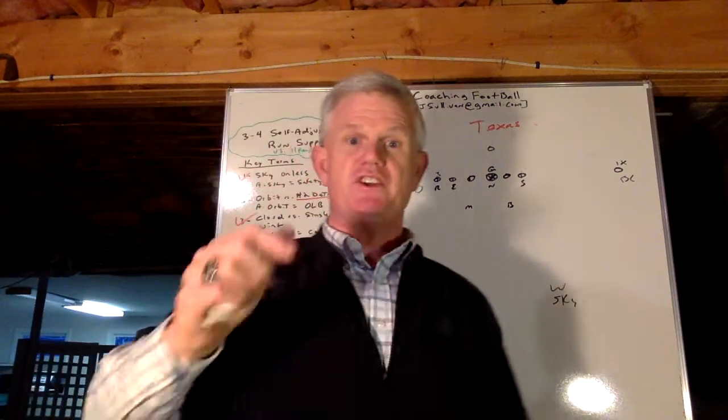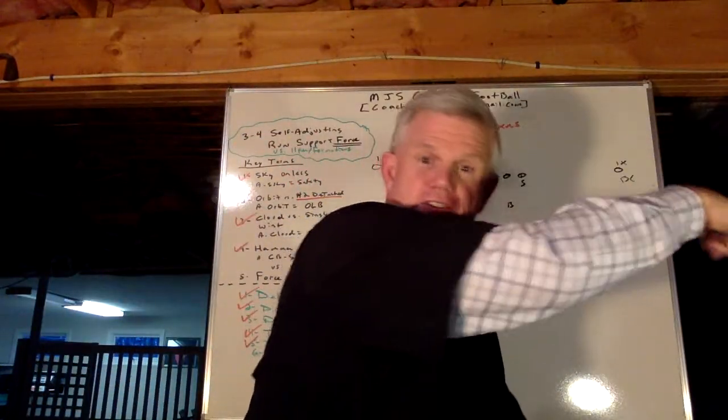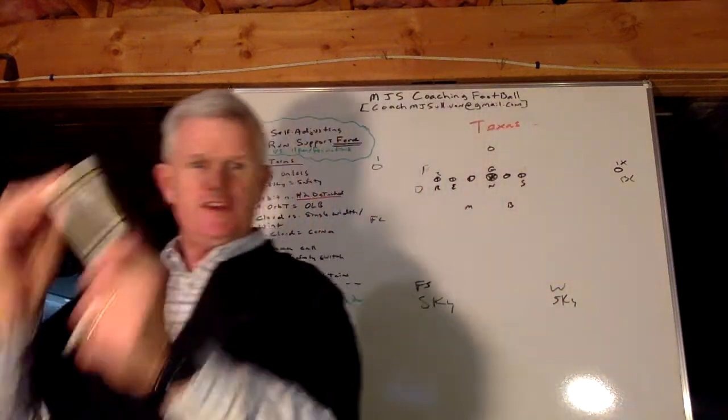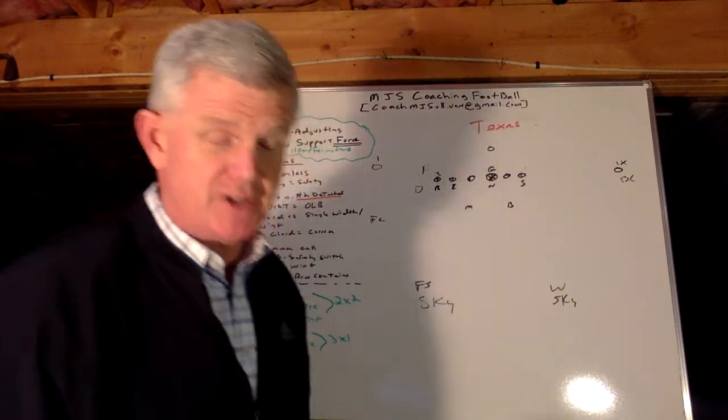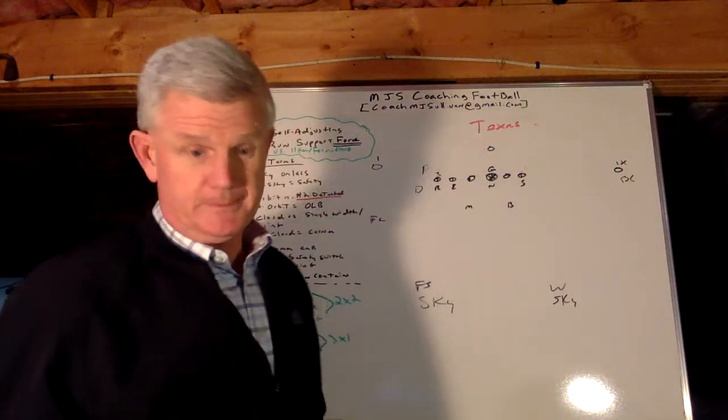And detached is 5+ yards from either the tackle, if the tackle's the edge of the formation, or a tight end if the tight end's the edge of the formation. And if the tight end's the edge of the formation, it's a 3x1. Okay?